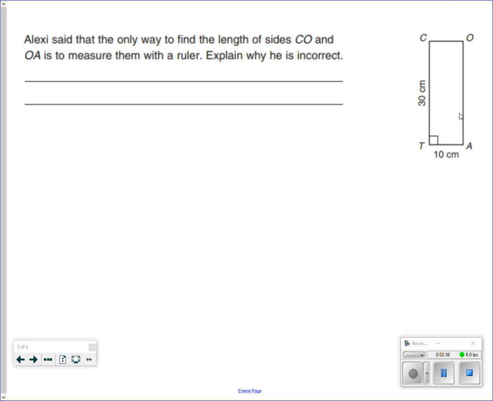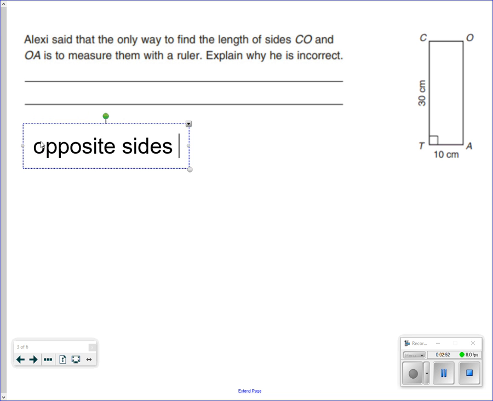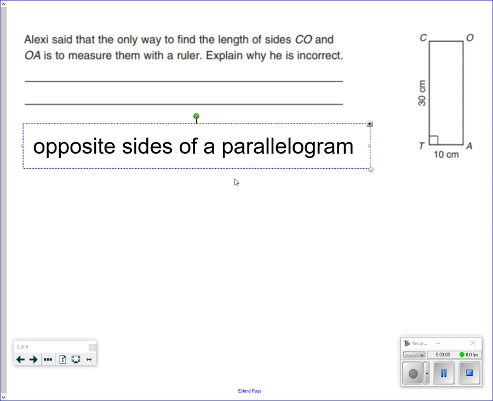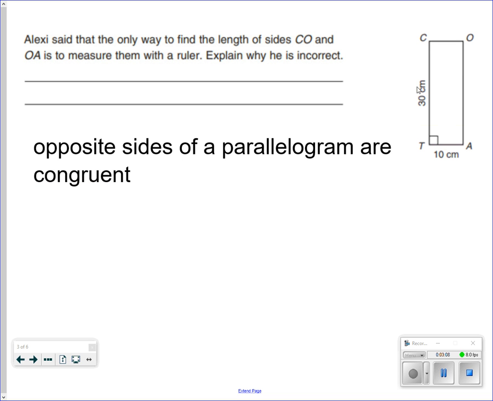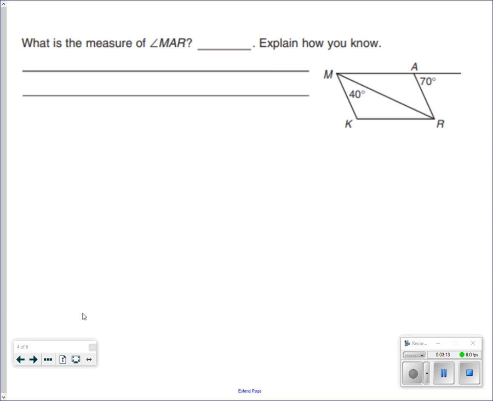That's also a rectangle. This has 90-degree angles in it. So if this is 90, this has to be 90, 90, and 90. What this means here, kids, is that opposite sides of a parallelogram are congruent. Let's see if I spell that correctly. P-A-R-A-L-L-E-L-O-gram. Opposite sides of a parallelogram are congruent, which means they are the same. So if this is 30 centimeters, this is 30 centimeters. If this is 10, this is 10. That's how we could explain that he's incorrect.